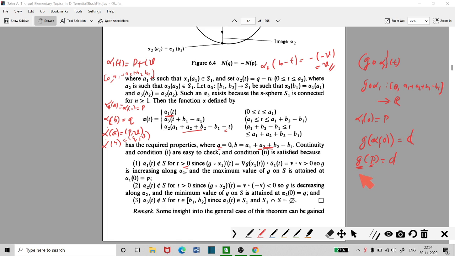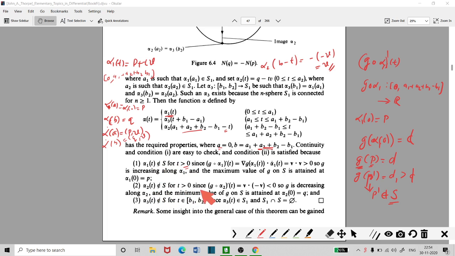If you consider any point, some p dash, you can say that G of it is some D1 which is greater than D. So obviously this point does not belong to the surface, because p is the point of maximum. Once G attains a value greater than D, that point can never be a point on S. So no point after t equal to 0, this alpha 1 of t, belongs to S. Similarly, alpha 2 of t.